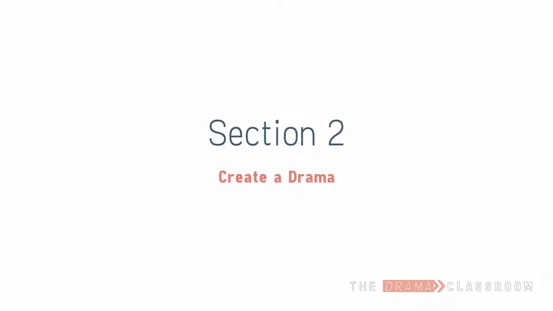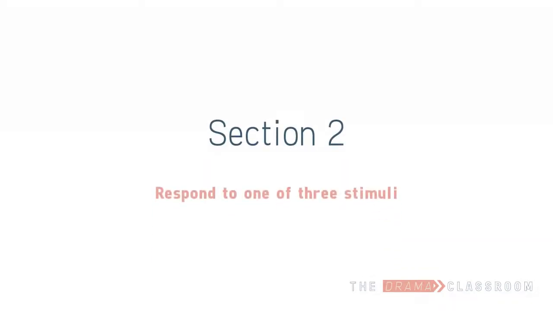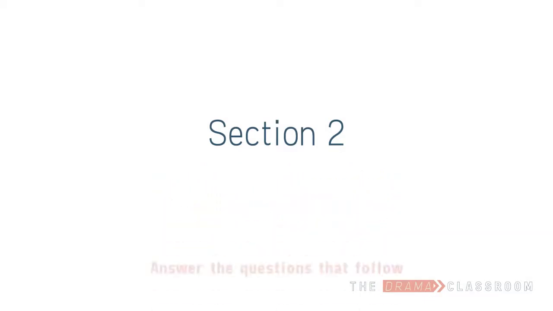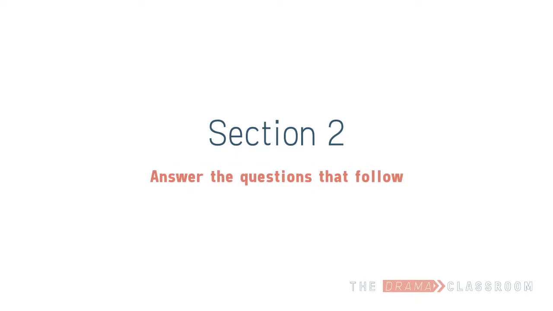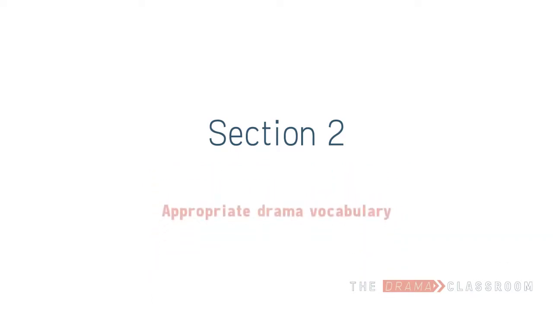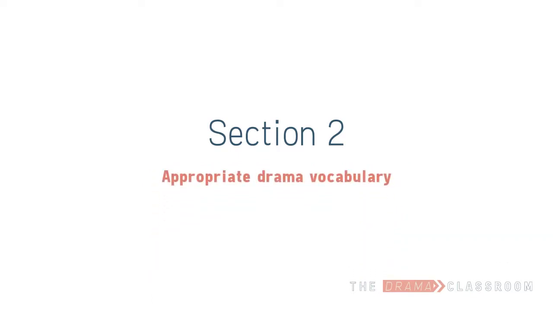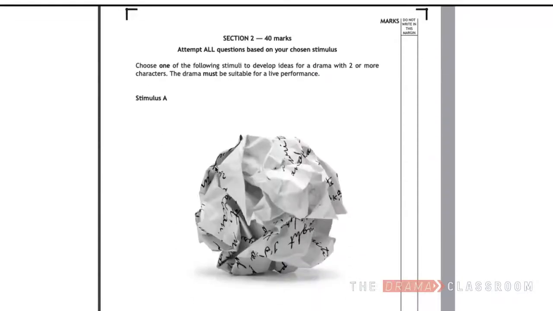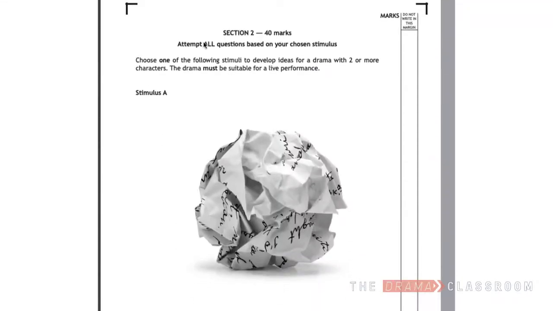Section 2 is where you will create a drama by responding to one of 3 stimuli that is in the paper. You will then answer the questions that follow, and you will use appropriate drama vocabulary to explain your ideas. This section of the paper is worth 40 marks. In Section 2 it says 40 marks, attempt all questions based on your chosen stimulus.